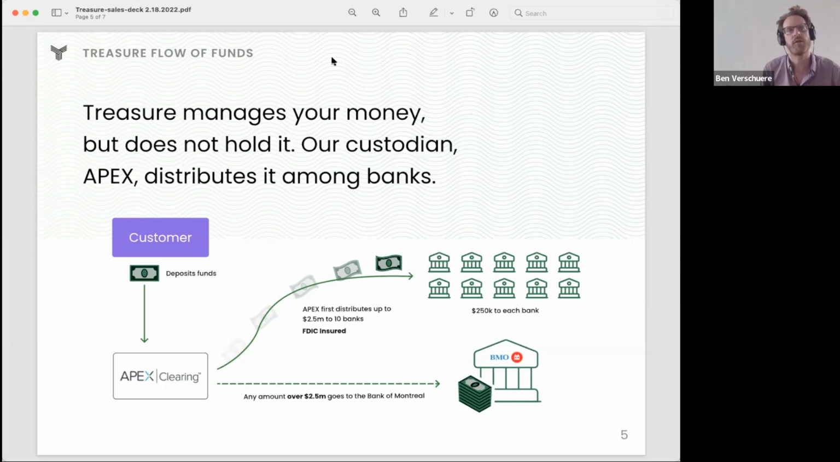And then for our customers which have a cash allocation, what Apex does is that for up to 2.5 million, Apex spreads that across 10 different banks so that we are maximizing the FDIC insurance for each customer. So 10 times 250K, that's 2.5 million. And the surplus of that goes to Bank of Montreal. And that is for our cash product. So that is to give you a quick background of our products and our flow of funds. So I'll jump into a quick demo now.